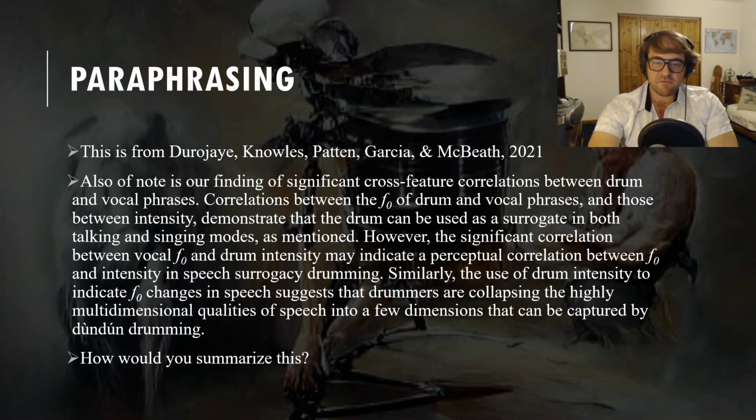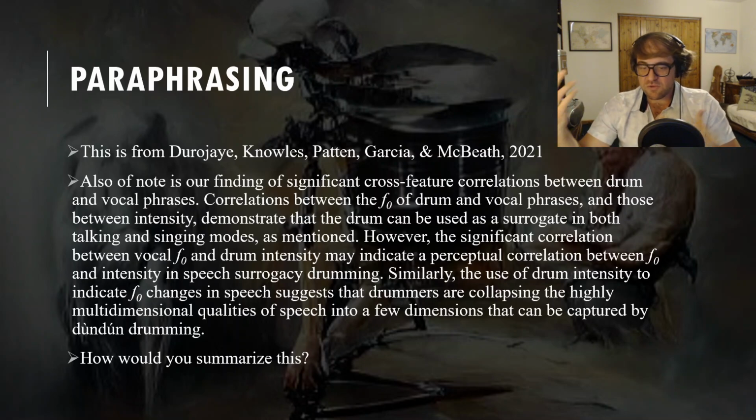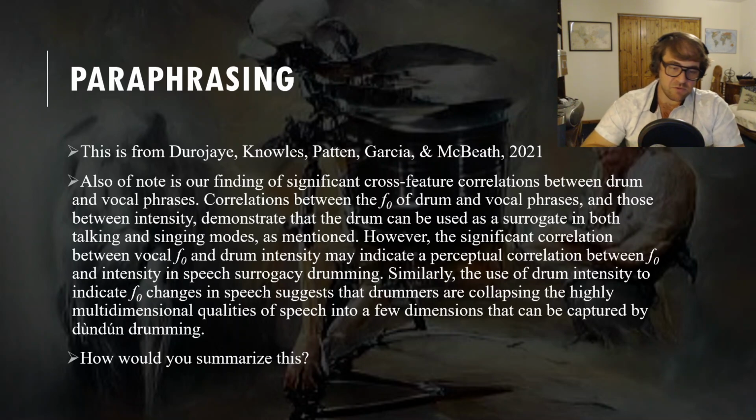Also of note is our finding of significant cross-feature correlations between drum and vocal phrases. Correlations between the fundamental frequency of drum and vocal phrases and those between intensity demonstrate that the drum can be used as a surrogate in both talking and singing modes as mentioned. However, the significant correlation between vocal fundamental frequency and drum intensity may indicate a perceptual correlation between fundamental frequency and intensity in speech surrogacy drumming. Similarly, the use of drum intensity to indicate fundamental frequency changes in speech suggests that drummers are collapsing the highly multidimensional qualities of speech into a few dimensions that can be captured by doon-doon drumming.